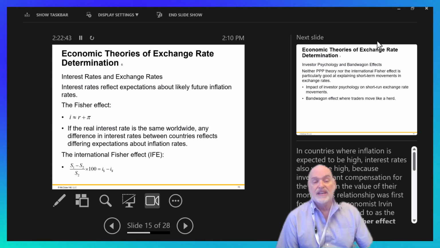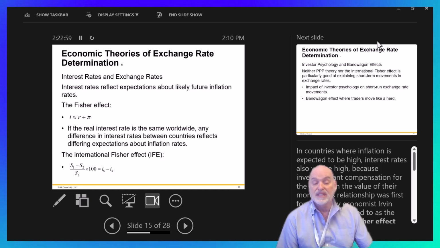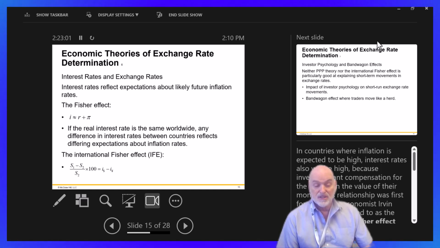Interest rates and exchange rates. Interest rates reflect expectations about likely future inflation rates, and it's called the Fisher effect. If the real interest rate is the same worldwide, any difference in interest rates between countries reflects differing expectations about inflation rates. The International Fisher effect, and it's the formula right here.